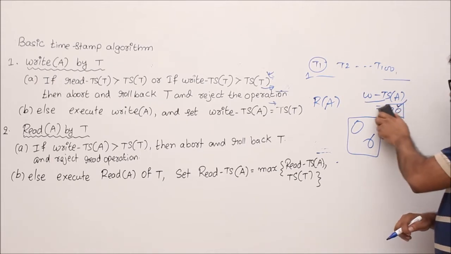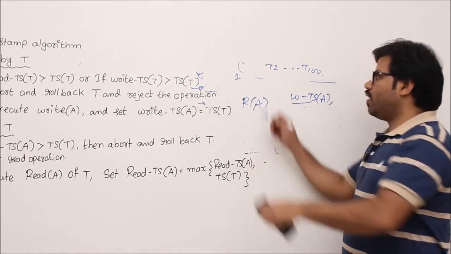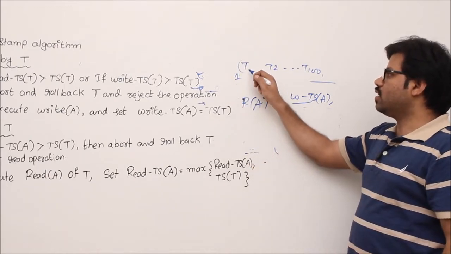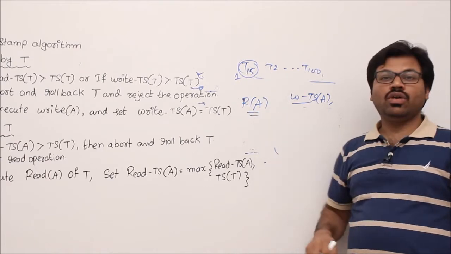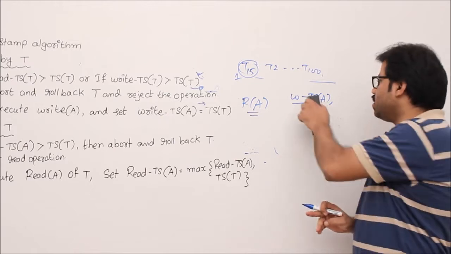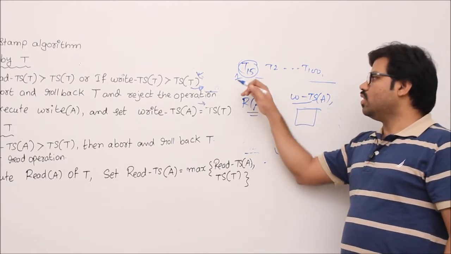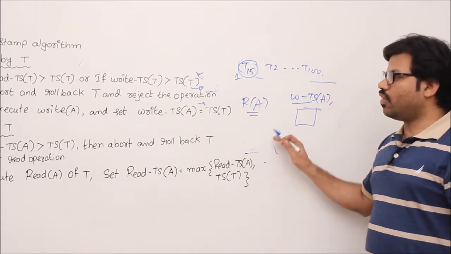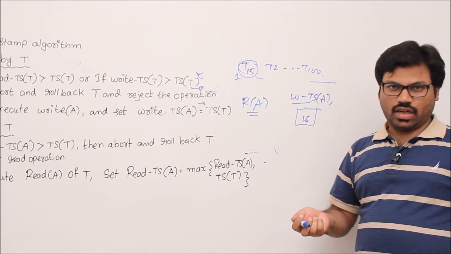You tell me when the condition will be true. Example, timestamp of T1 is, let's say, T15. Whenever T15 wants to issue a read operation, who should not write? T16, T17, T18. That means write timestamp of A should be less than or equal to 15. That is what we are going to ensure. If it is 16, then definitely out of order, correct?